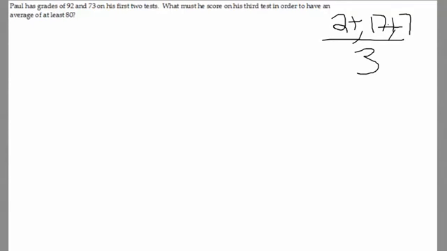So then using that concept here, we're told that we have test grades of a 92 and a 73. And that's what Paul made on his first two tests. So then theoretically we would just do 92 plus 73. But this question is asking, what must he score on his third test in order for him to have an average of at least an 80? So he wants to have a B. So what does he have to make on that third test in order to make that happen?